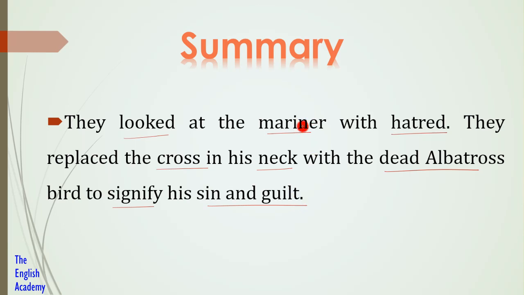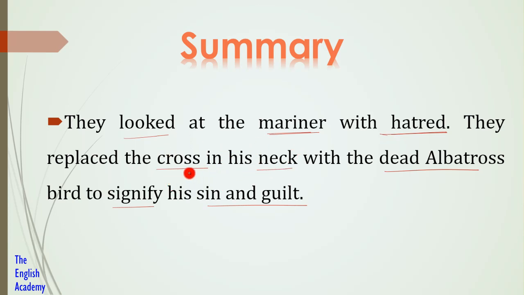Now, when the crew of the ship was facing such hardship, they blamed the ancient mariner, because it was due to the mariner that the soul of the albatross was following their ship, and they looked at the mariner with hatred. And then the mariner says that they wanted him to realize his guilt. So what did they do? They removed the cross from his neck.